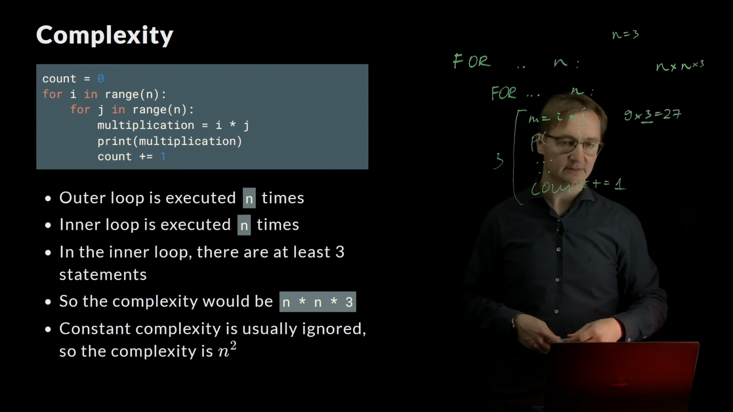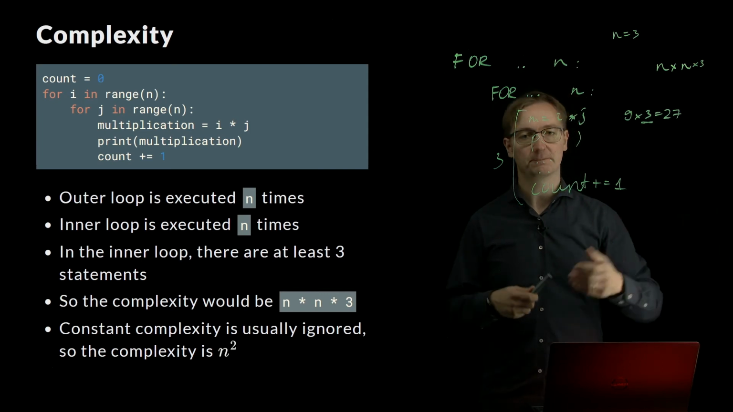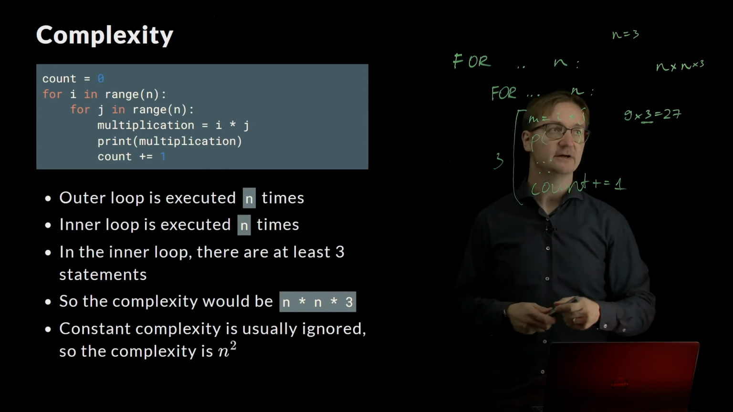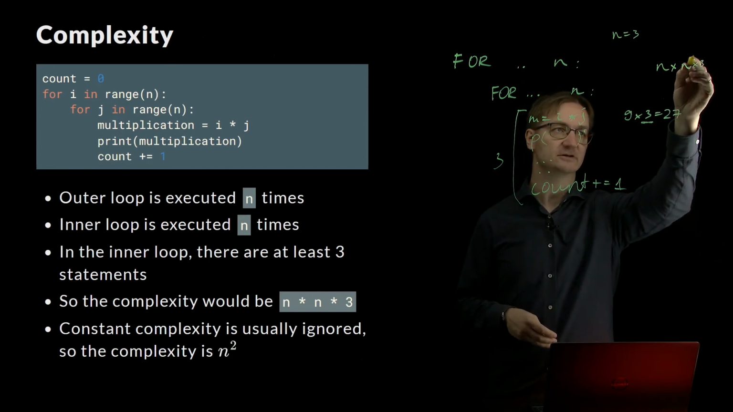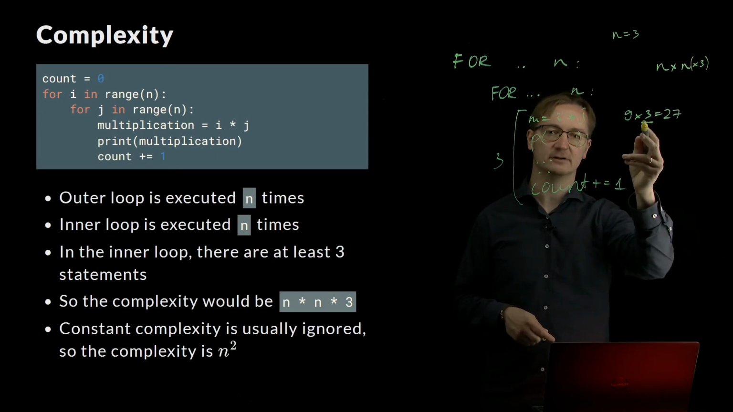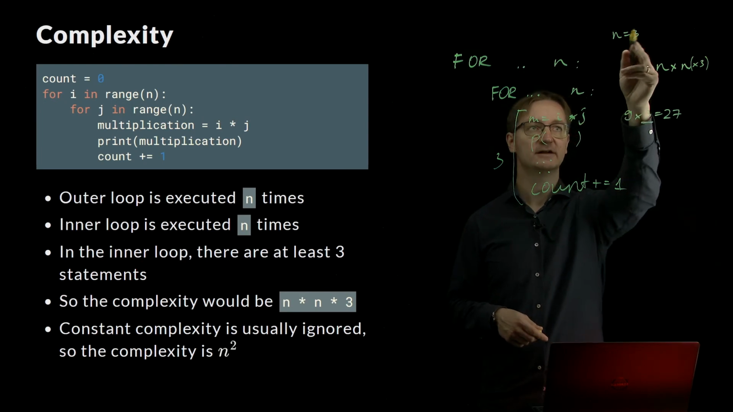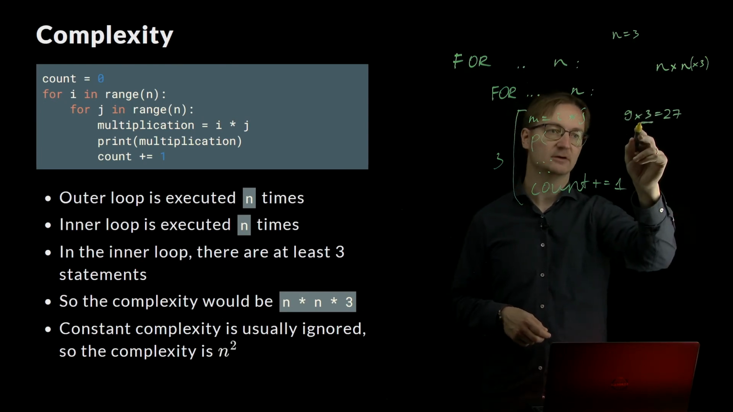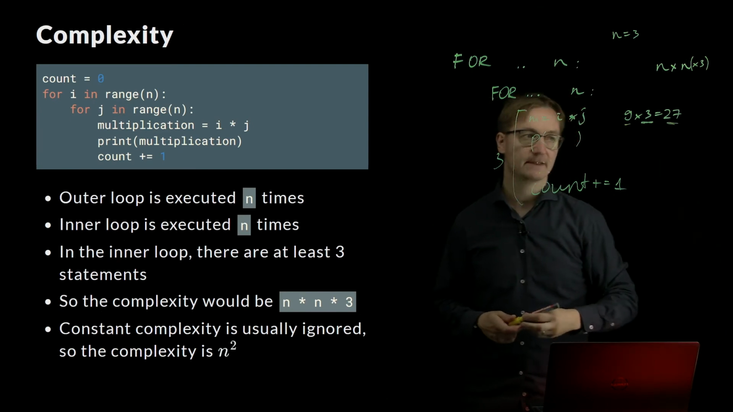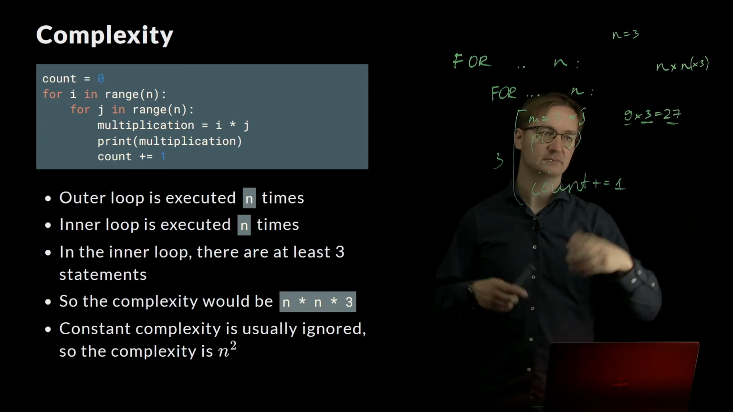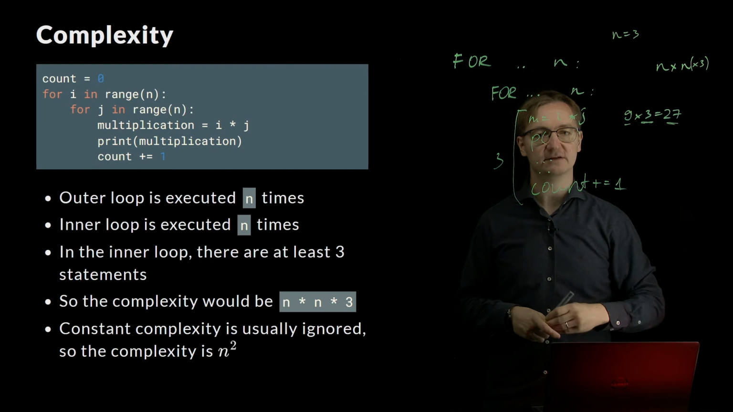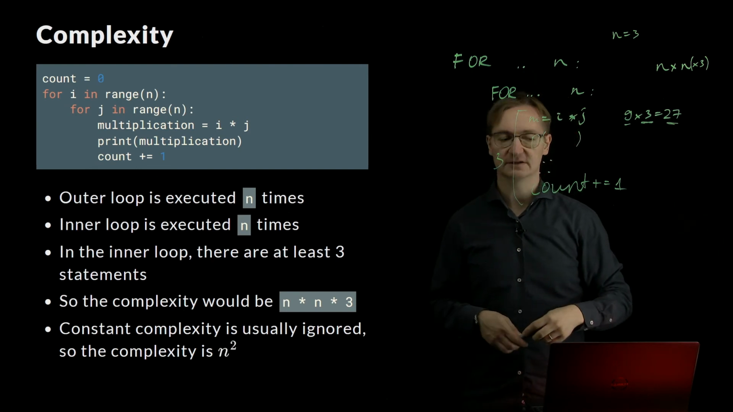But actually, if we calculate complexity as in complexity theory, then we actually don't care about this constant part here. I mean, it does change. For example, with a small n, if the n is 3, then there's this value 9 compared to 27, there's a lot of difference. But if this value is large, then this multiplication by 3 doesn't affect the end result so much.